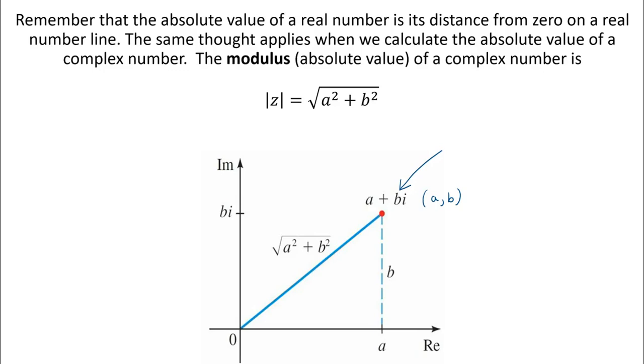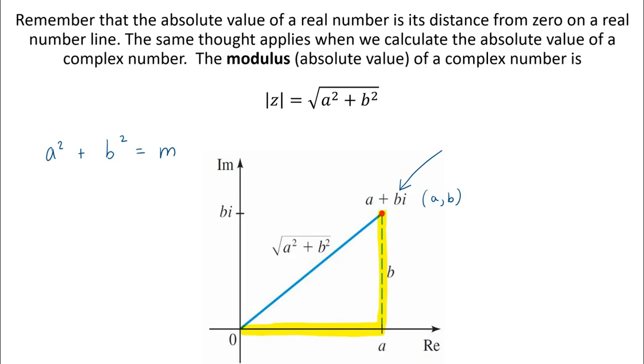Well, we notice that this point is a horizontal distance of a from the origin, and then a vertical distance of b. And we notice that this forms a right triangle. So I'm thinking that the Pythagorean theorem should apply here, and that the hypotenuse of our right triangle represents the modulus of our complex number a plus bi. Applying the Pythagorean theorem, we have a squared plus b squared should be equal to my modulus squared.